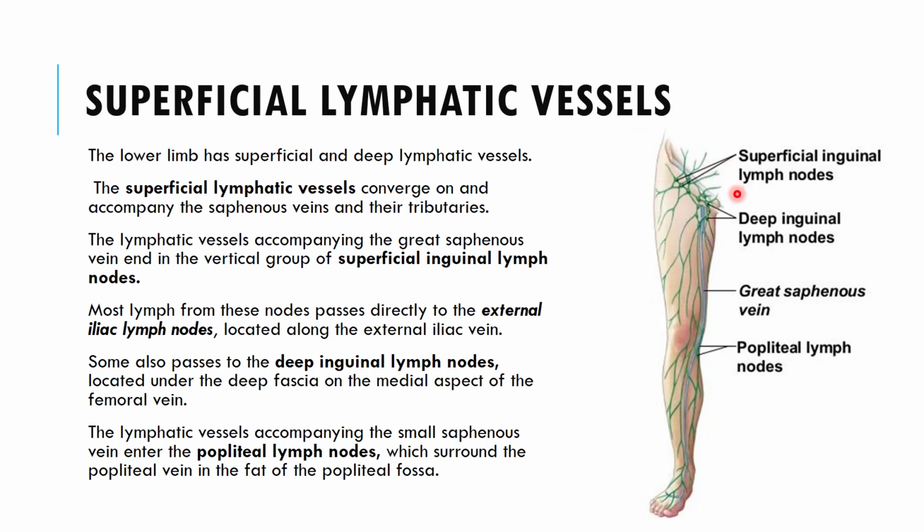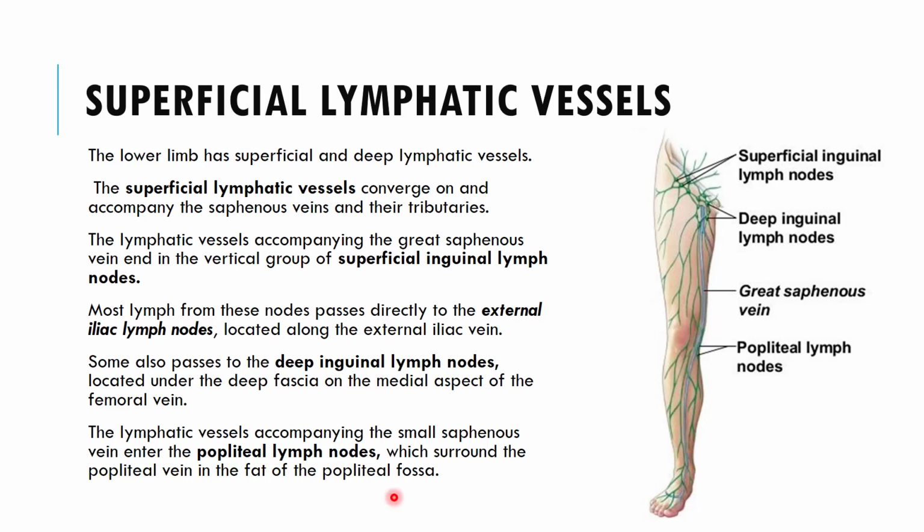The superficial inguinal lymph nodes will pass directly to the external iliac lymph nodes, which are located along the external iliac vein. Some of the lymph from the superficial lymphatic vessels will drain in the deep inguinal lymph nodes. The deep inguinal lymph nodes are located under the deep fascia on the medial aspect of the femoral vein. These were the lymphatic vessels around the great saphenous vein.